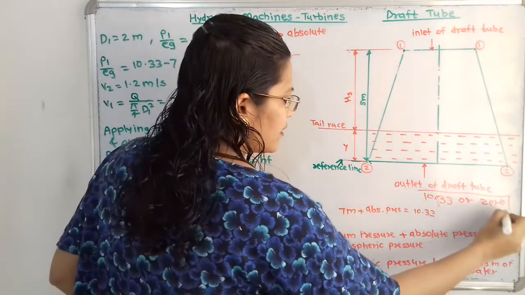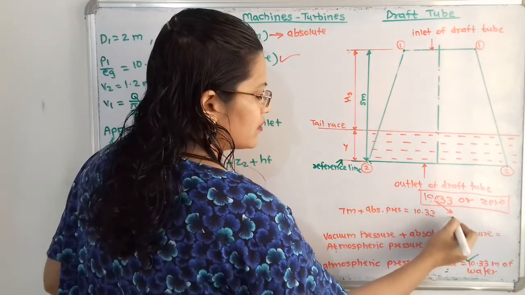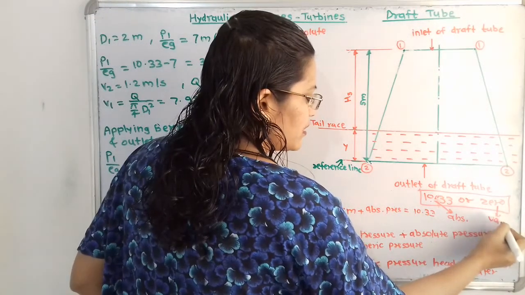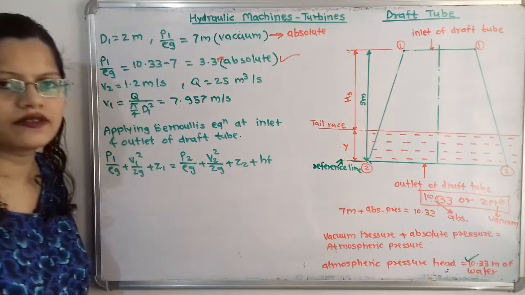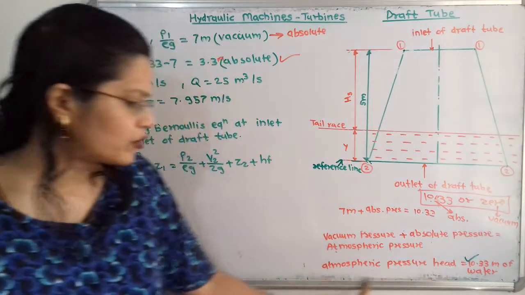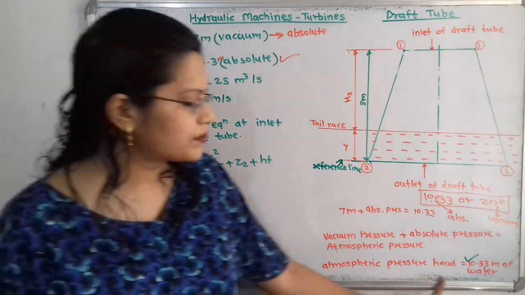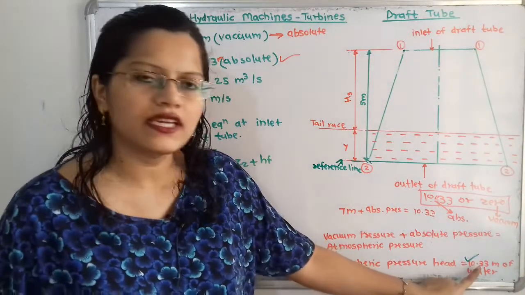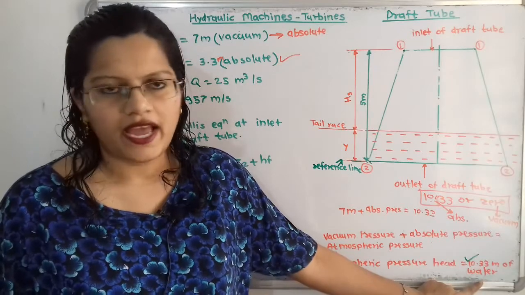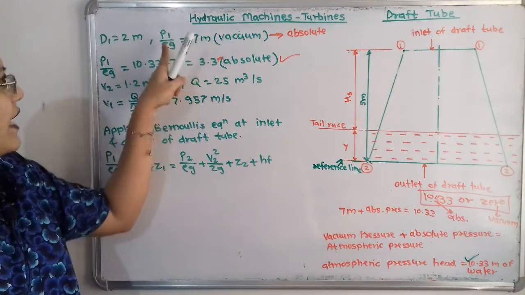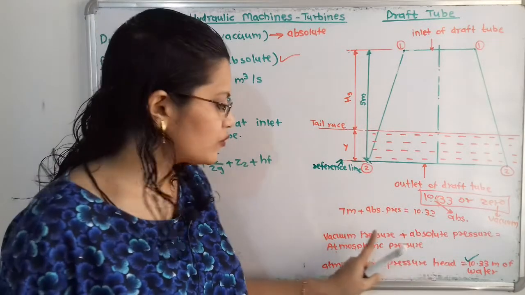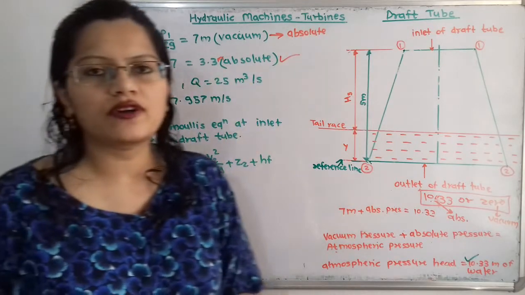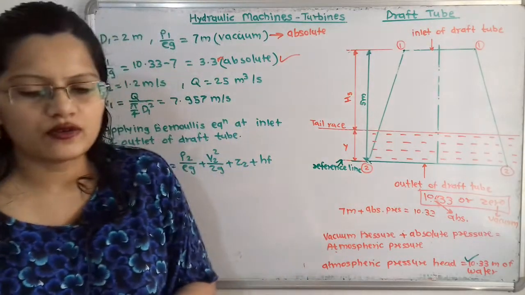If I take atmospheric pressure head as 10.33, then I get the absolute pressure, and if I take atmospheric pressure as 0, then I get the vacuum pressure head. So it depends on the atmospheric pressure head. When it is mentioned that atmospheric pressure head is 10.33 meter, then we have to take it as 10.33 meter. And we have to convert the given pressure, either P1 by rho g or P2 by rho g, into the form of absolute pressure head. So this is the important part in this question. Now we will start to solve the question.